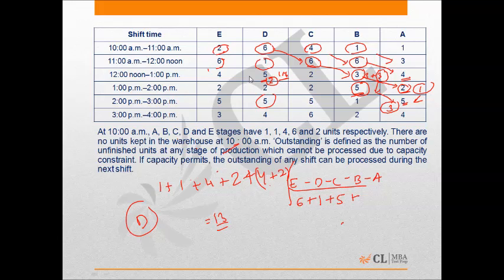And we need to keep repeating the same process, like at 12 we have 4 units at E that get processed by 1, and when we transfer these 4 units to stage D, which already has 2 outstandings, so 2 plus 4, that is 6, we will have 6 units at D at 1 p.m. Out of these 6, 2 will get processed and 4 will remain as outstanding.